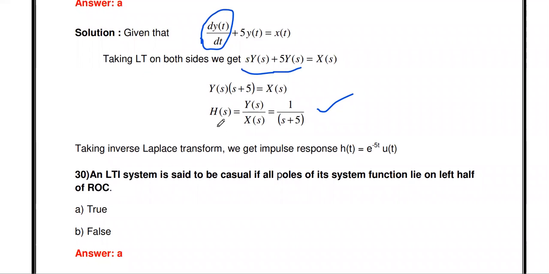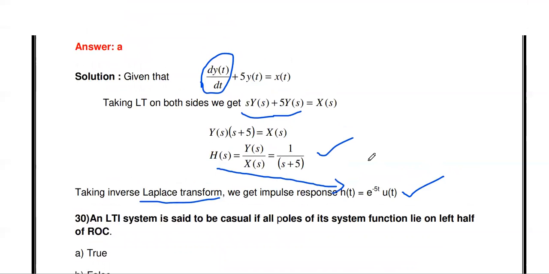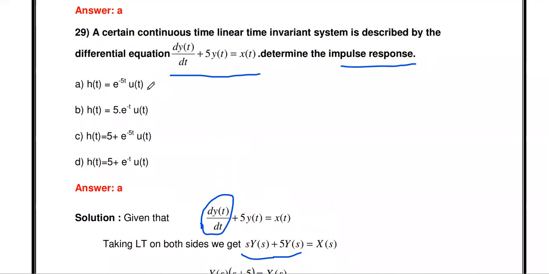Then, from the transfer function, we have to obtain the impulse response, since the impulse response and the transfer function are a transform pair. So for this 1 by (s + 5), we take the inverse Laplace transform. The answer is h(t) equals e^(-5t) u(t). This is the impulse response of the system. So option A is the answer.